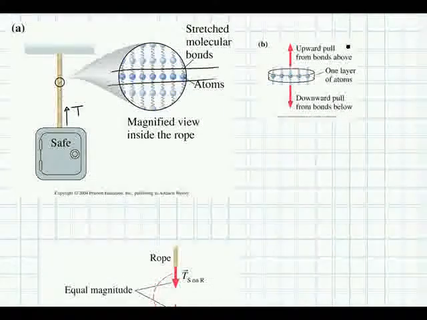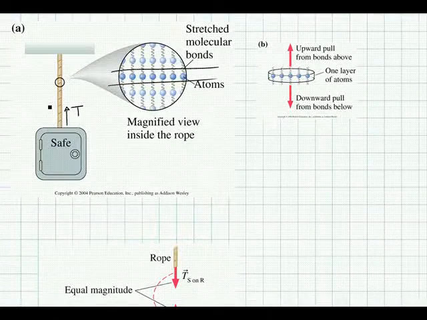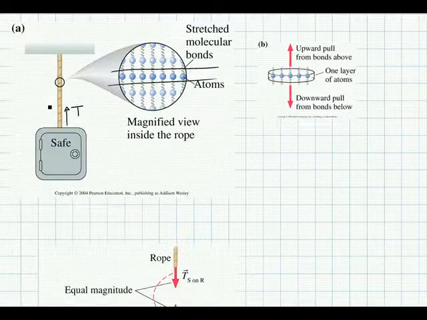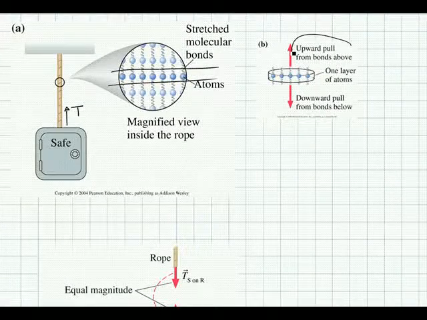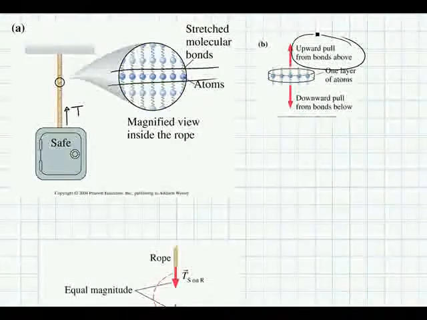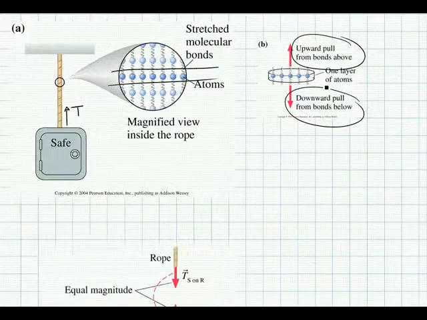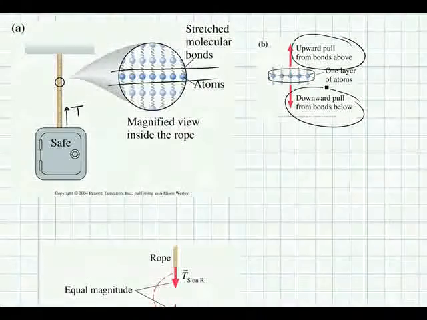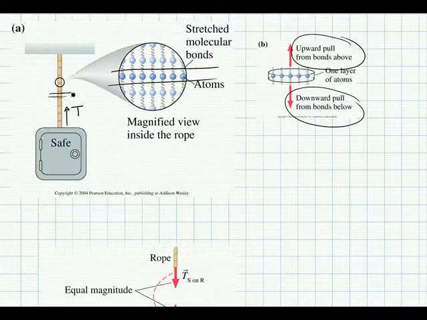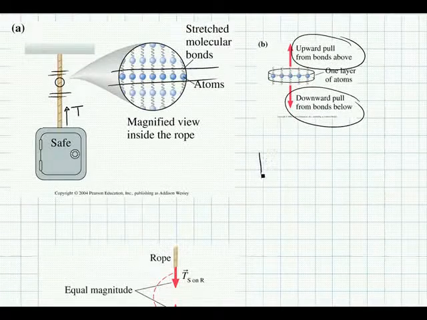And it's the rope, the string itself, that is in equilibrium. So if you were to take a slice of the rope, then because the rope is in equilibrium, the upward pull from all the bonds above this layer must equal the downward pull from all the bonds below this layer.